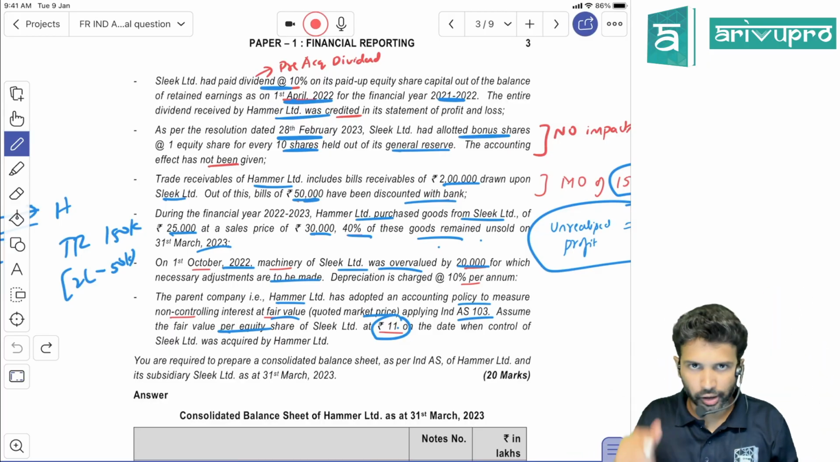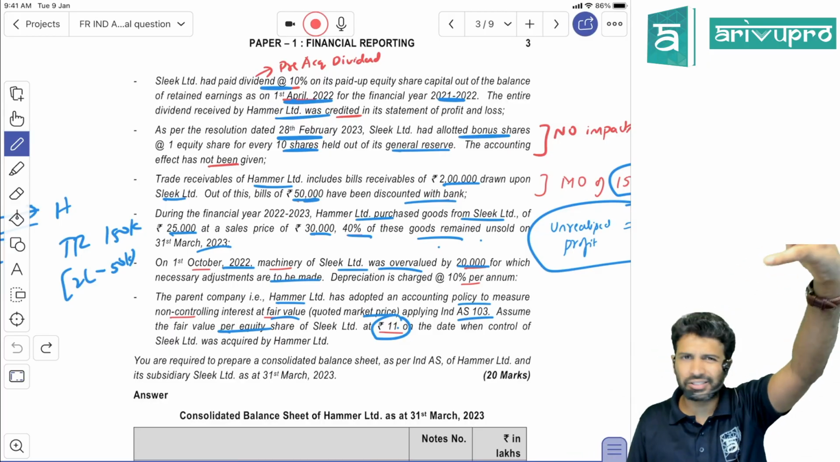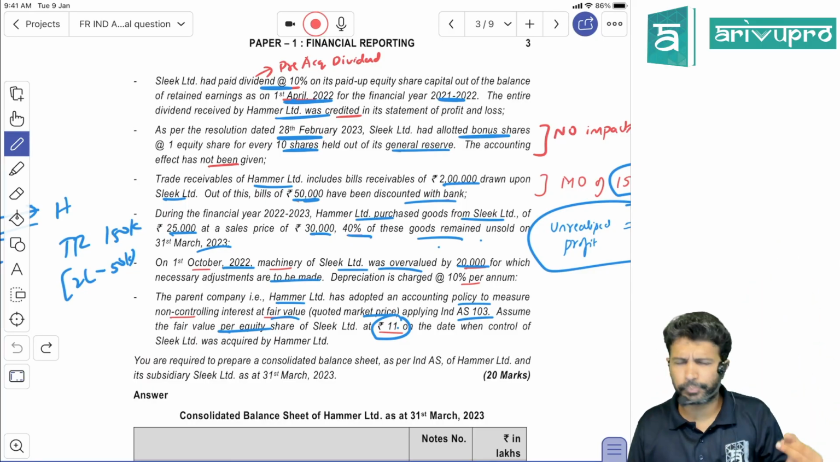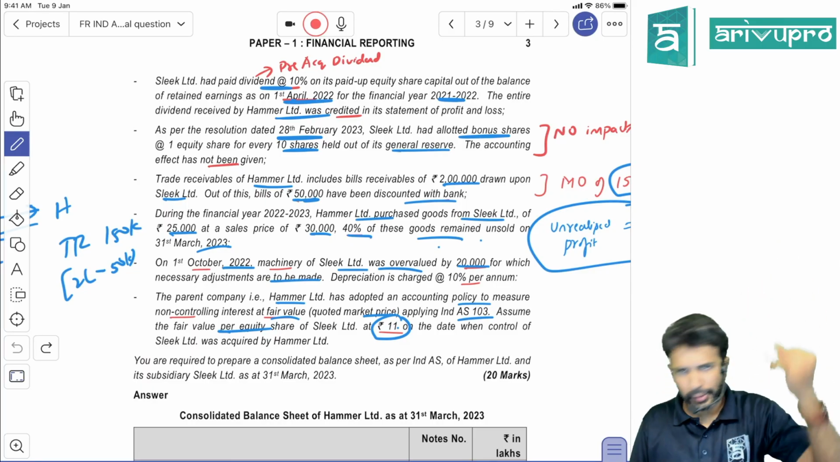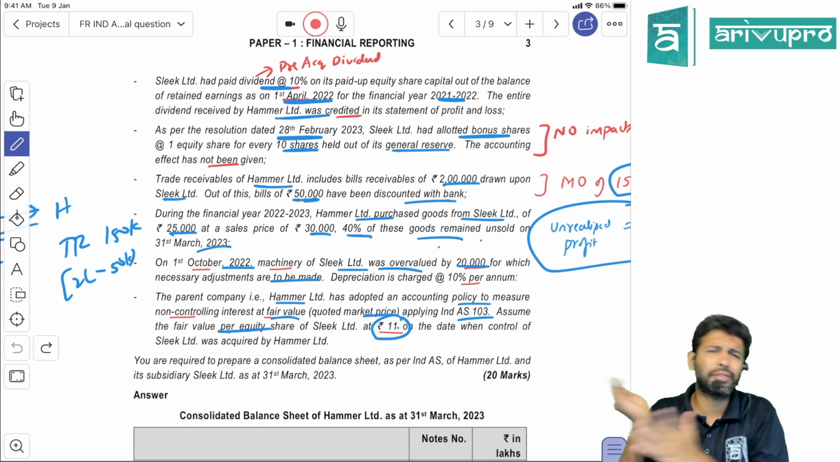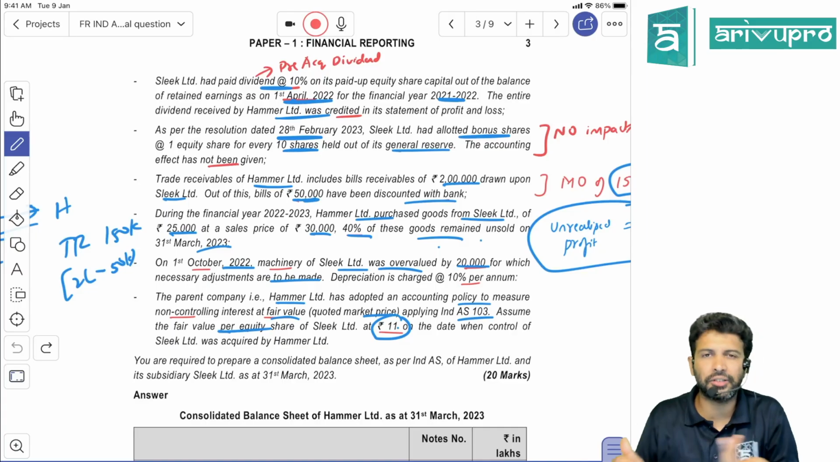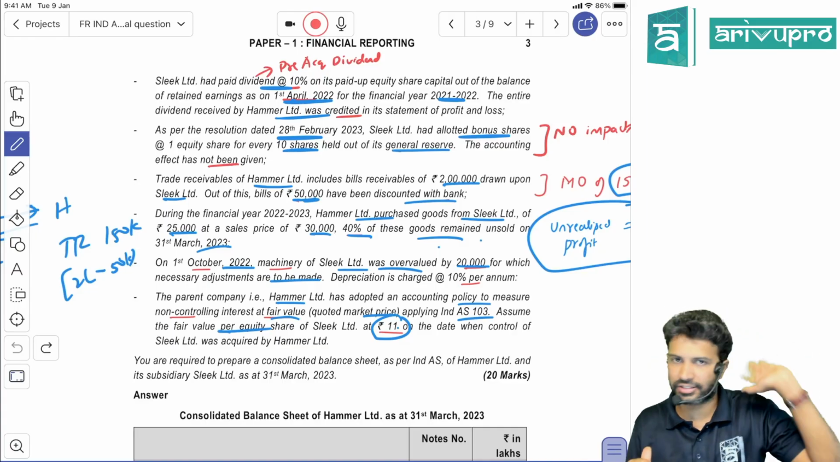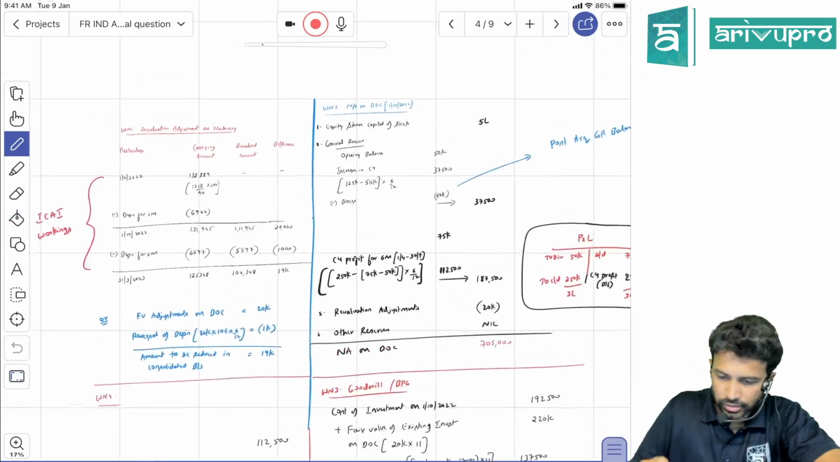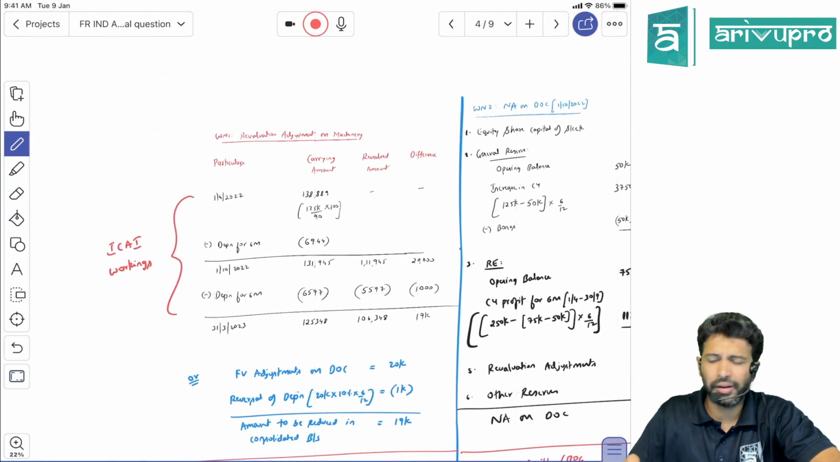Now our working notes order is like this: shareholding percentage is required, fair value adjustments, then net assets on the date of control, goodwill, then analysis of post acquisition profit of subsidiary, NCI, and then other equity, and if required any other working note. Here maybe one extra working note, you can put it for unrealized profit, etc. Then consolidated balance sheet. Okay, first shareholding percentage is pretty straightforward. We have put it up there.